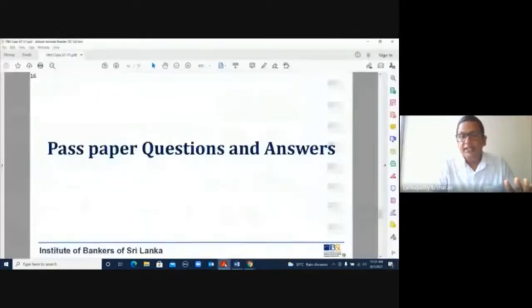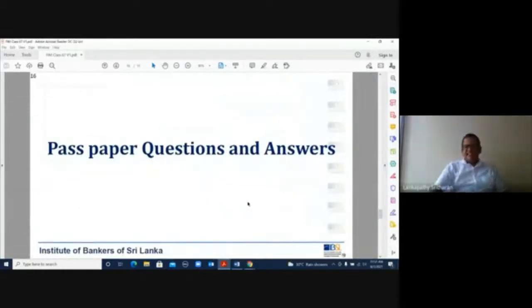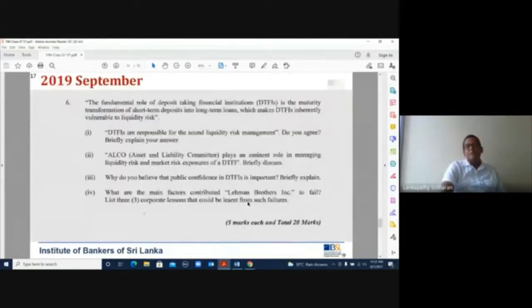Then we will move to the past paper questions and answers. This is just to give an idea. As I am always mentioning, there are two purposes for studies. The first is gaining some new knowledge. The second objective is also most important, which is to pass the exam, because that is the ultimate objective. So for that, I thought it is better to see some past paper questions.